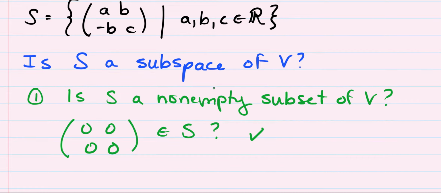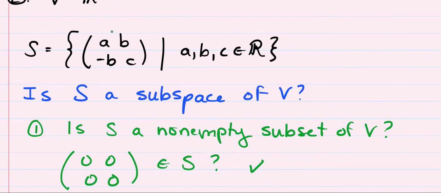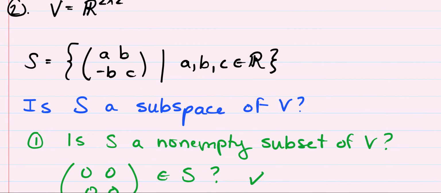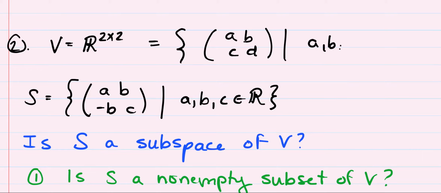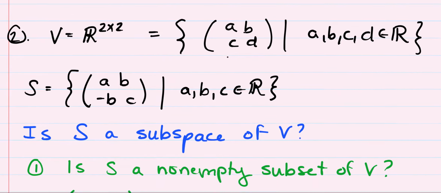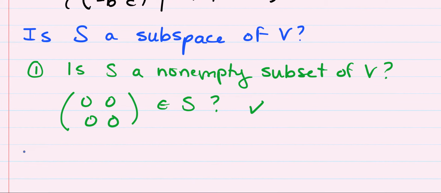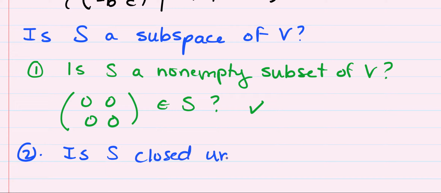So it is a non-empty subset, but let's also check to see if everything that belongs in S would belong in the vector space V. And you can see if these are real numbers, they satisfy our 2 by 2, which is the set of all matrices A, B, C, D, where A, B, C, D are real numbers. So yes, it is a subset. Now we need to check, is S closed under vector addition?